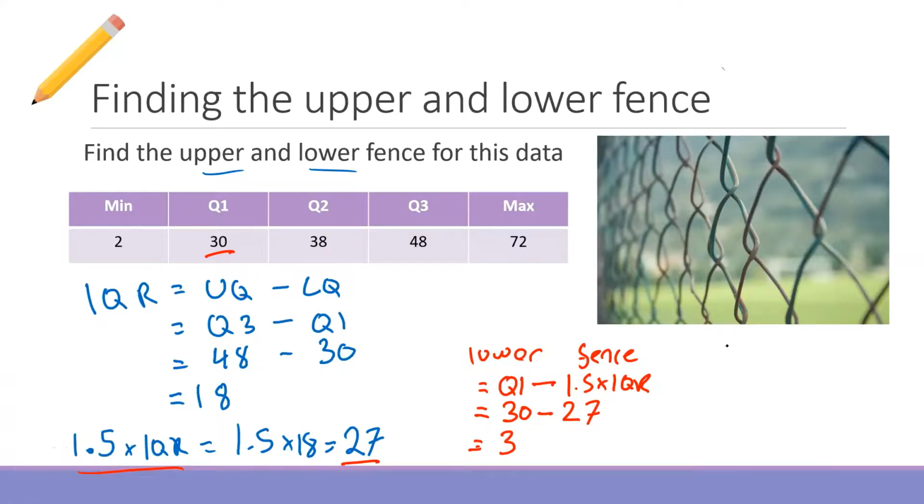Let's look at the upper fence. We can find that by taking, sorry, not Q1, Q3. We're going to take the upper quartile value and add 1.5 times the IQR, which is 48 plus 27. 48 plus 27 comes out to be 75.